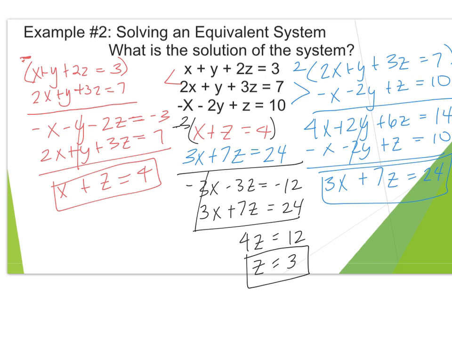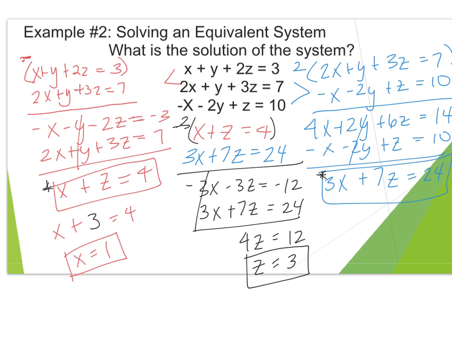That's our first answer. After that, I need to substitute into either the pink equation or the blue equation. And I'm going to choose the pink one again. So I have x plus z, which is 3, equal to 4. So that must mean that x equals 1.